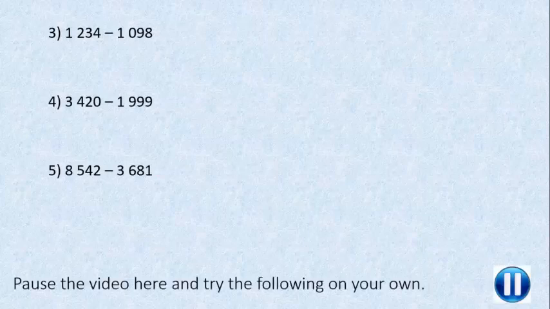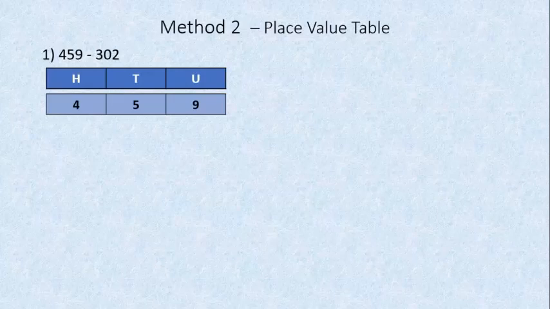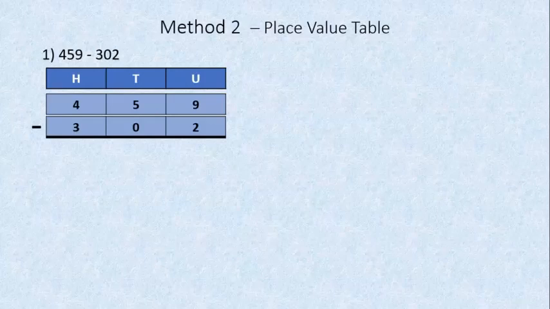Pause the video here and try them on your own. Method 2. Place value table. Question 1. 459 minus 302. You have your hundreds, tens, and units. 400s, 5 tens, and 9 units minus 300s, 0 tens, and 2 units.